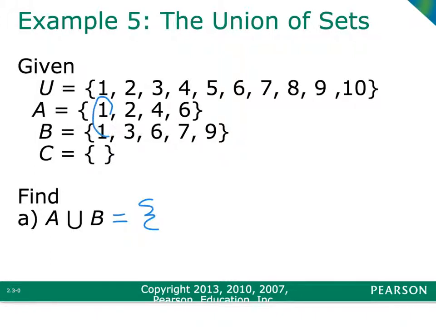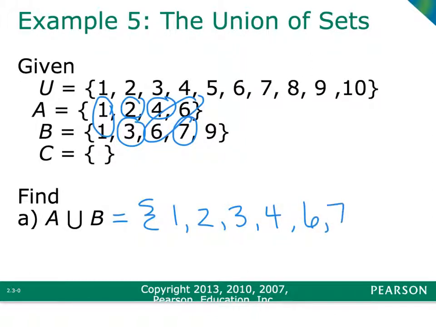So for example, the number 1 is in both sets. The number 2 is in A. The number 3 is in B. The number 4 is in A. The number 6 is in both. The number 7 is in B. And the number 9 is in B. So if you just jot down all the numbers that appear in either of those sets, you will have the union. Now, if you notice, I did not write the numbers twice. Like the number 6 appeared in A and B. I did not write it 2 times. Just write it the 1 time.